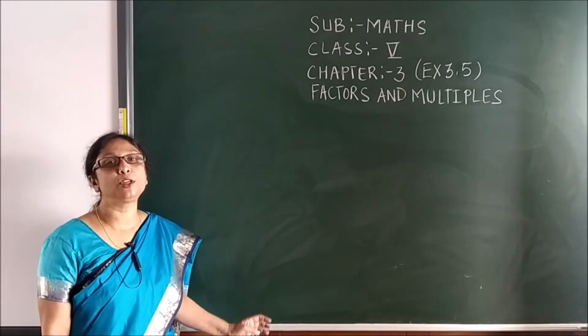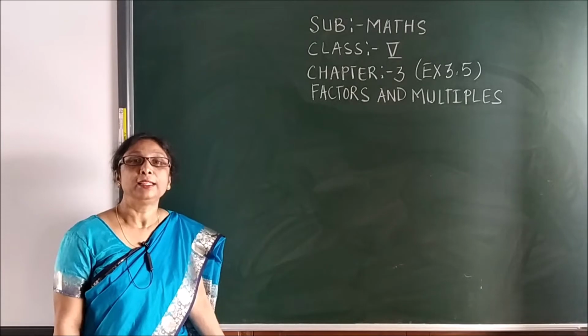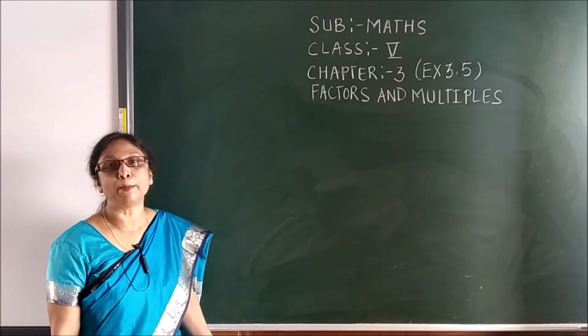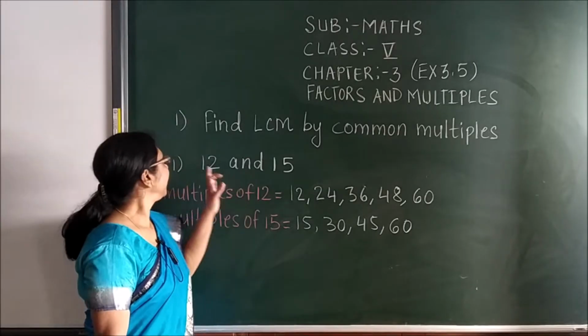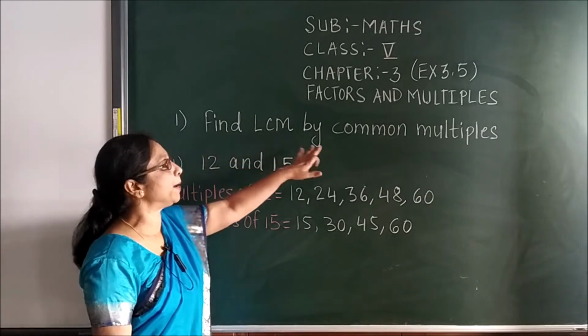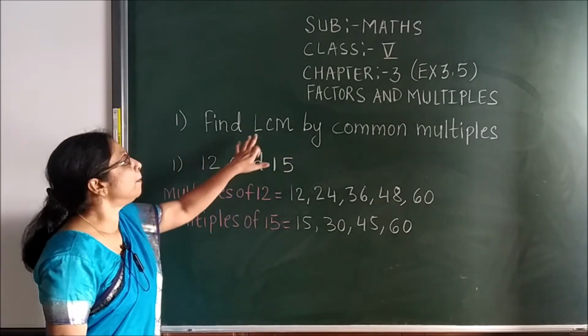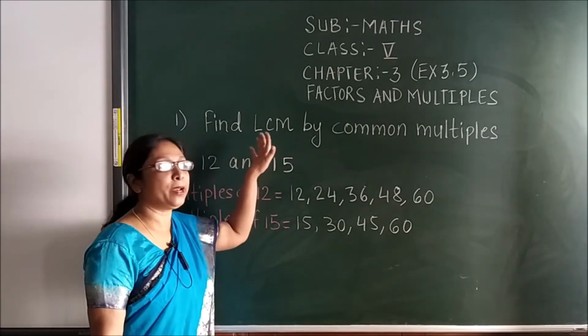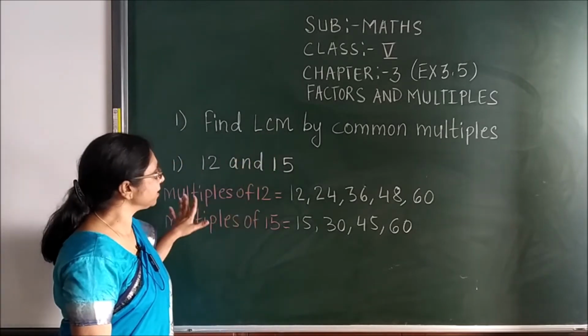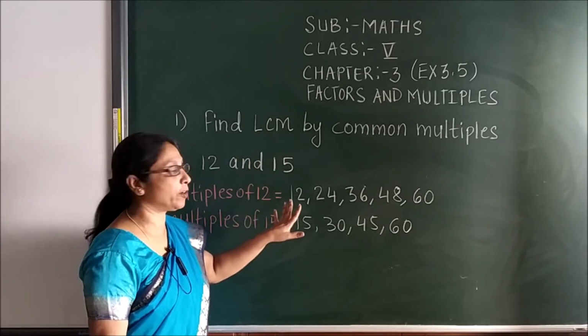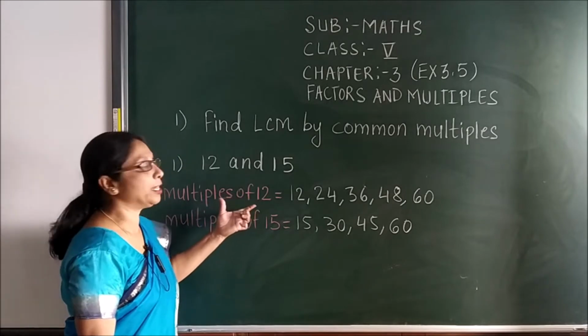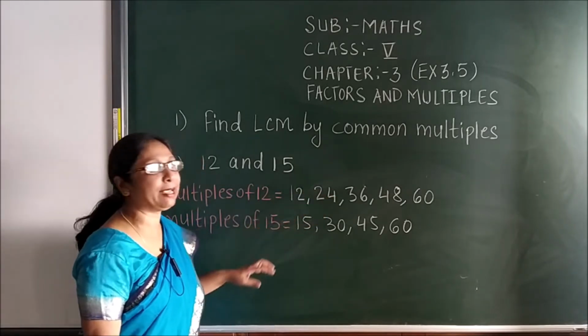In this we are going to discuss LCM, that is least common multiple. Now we will see in this question, find LCM by common multiple. Common LCM, least common multiple. Multiples means here you are going to write tables, children, okay? Multiples of 12. So we will write the 12 times table.